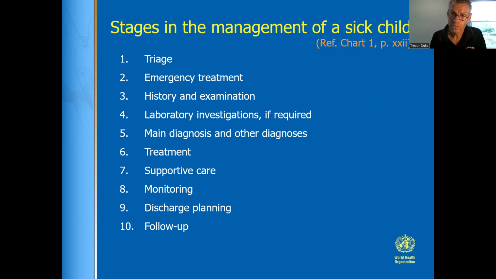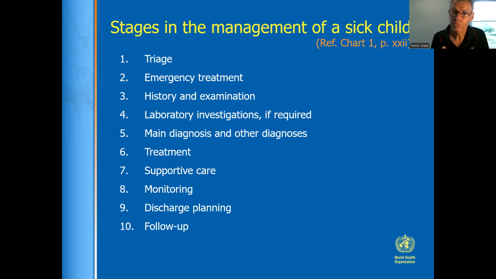The second stage is if you find any emergency signs, then give emergency treatment. The third stage is taking a history and doing a thorough clinical examination after the child's stable from the emergency treatment. Fourth, laboratory investigations if they're required and if they're available. Fifth, make a diagnosis, and decide on whether or not there are other diagnoses present. Many children have comorbidities, more than one diagnosis, and there's a need to identify all the possible diagnoses.